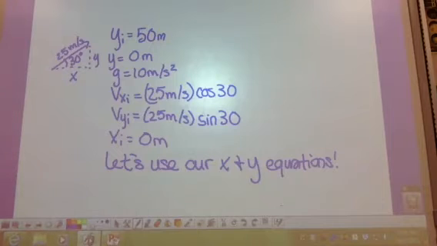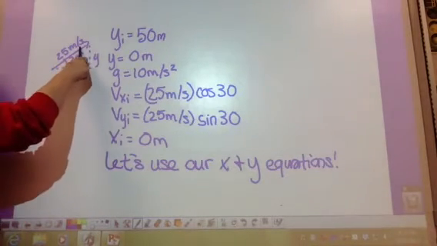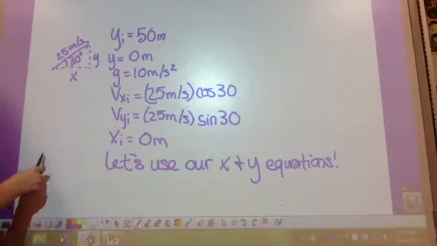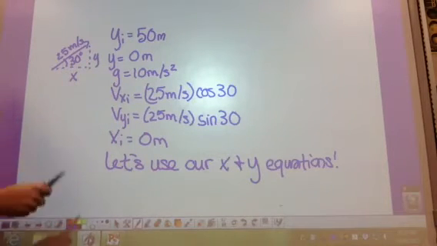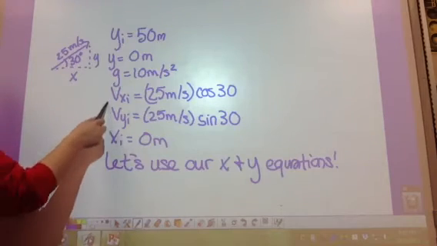Okay, so based on my problem, I know that my initial velocity is 25 meters per second, and that's at an angle of 30 degrees. I don't know what my initial velocity is in the x direction, and I don't know what my velocity would be in the y direction. But I could find them by using trig functions, sine and cosine. So that's what I did here.